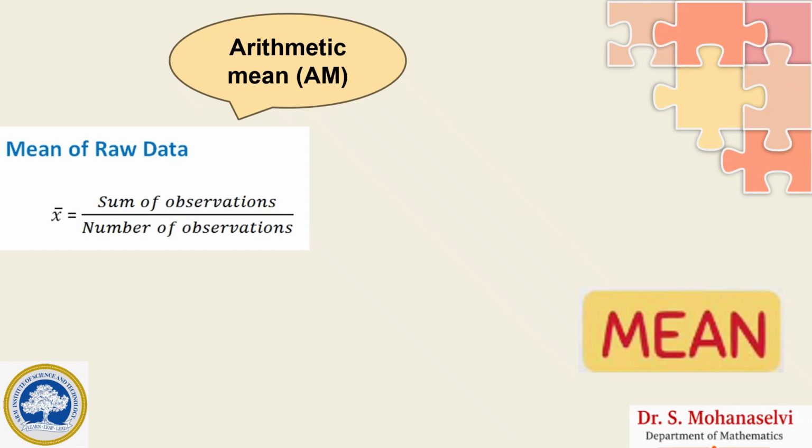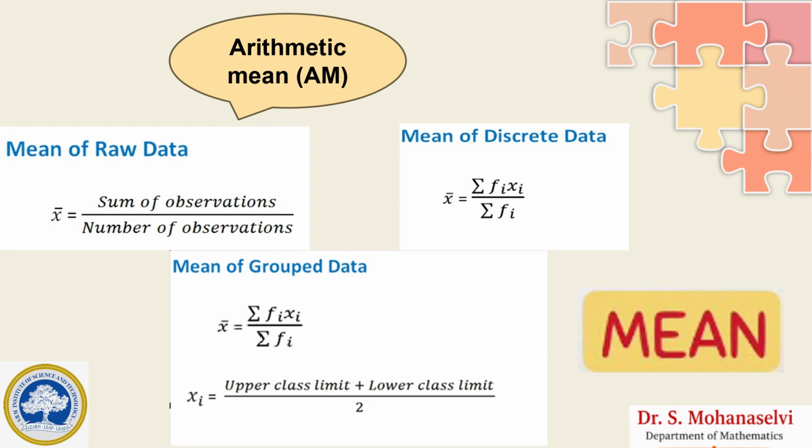The formula for finding the arithmetic mean depends on the type of the data we have. For raw data, we simply add all the observations and divide by the total number of observations. For a discrete frequency distribution, we multiply each value by its frequency, add the products and divide by the total frequency. For grouped or continuous data, we first find the midpoint of each class interval, multiply by its corresponding frequency, then add all the products and divide by the total frequency. In all three cases, the aim is the same, to find the average value of the data.